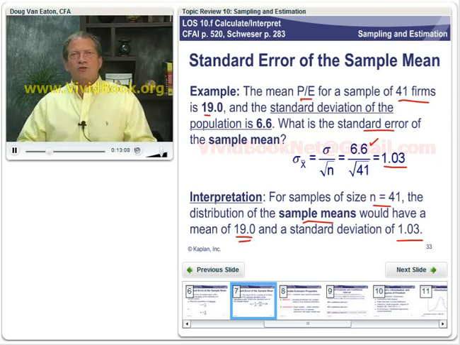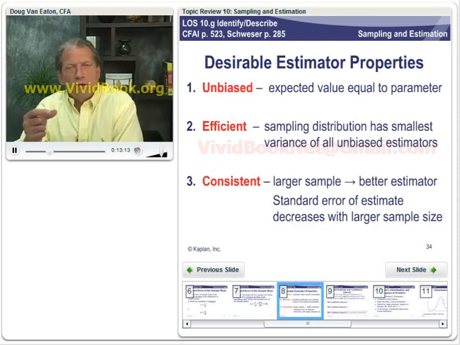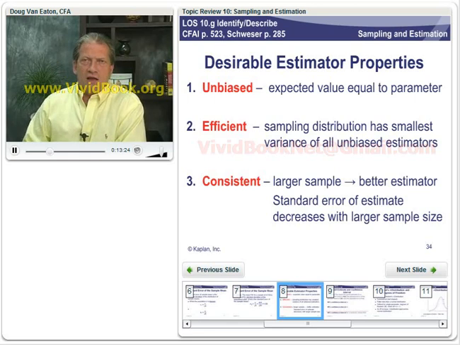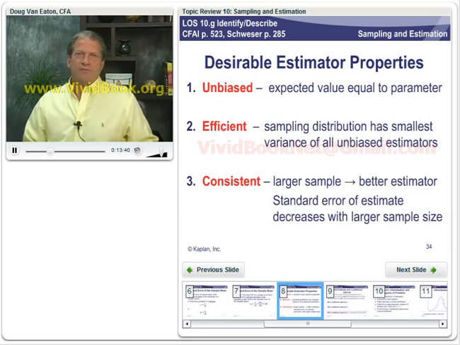Now, what are the desirable properties of an estimator? Well, I said if we take one ball out of the barrel, we've got a pretty good estimator. It's unbiased. The expected value is equal to the parameter. If you had to guess ahead of time and you knew the mean of the population of balls in the barrel, what's your best guess of what value you're going to pull out of there with one ball?